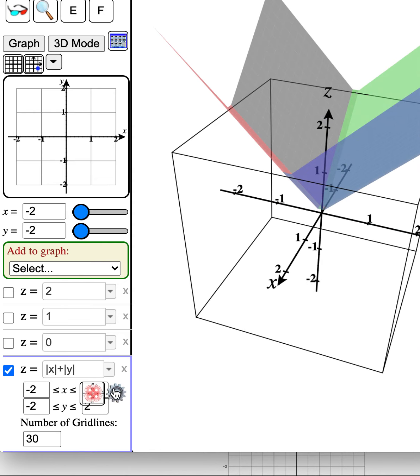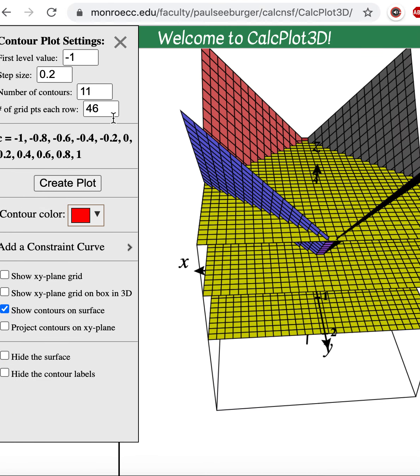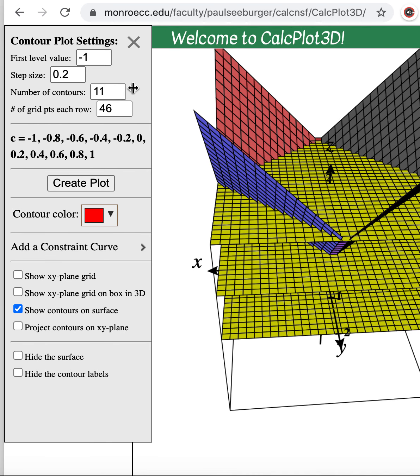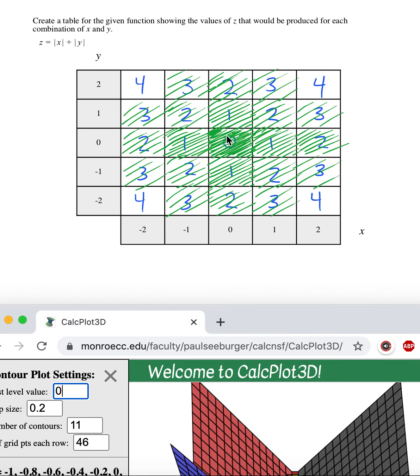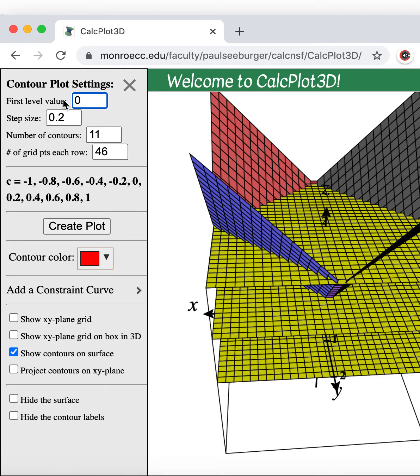Okay, so let's go ahead and click on this contour plot icon. Now this will allow us to set different level curves, and those will be the values of C, and they'll be the contours that get drawn here. It's going to create a two-dimensional map. So our first level value should be 0 because that's the lowest z that we had found in our table. Now for step size, let's do a step size of 1.